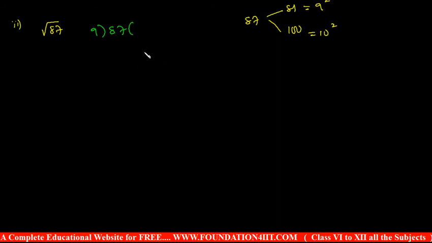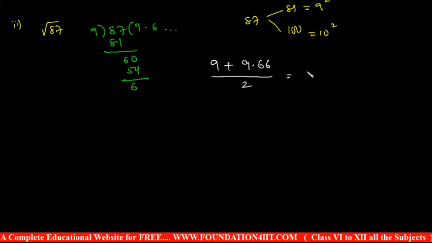87 by 9. So 9 9s are 81, 6, 0. So 0.6, again 54, again 6 we are getting. So it's repeating. Next, the average: 9 plus 9.66. Up to 2 decimals I can take, and divide by 2. That is 9.33 bar.